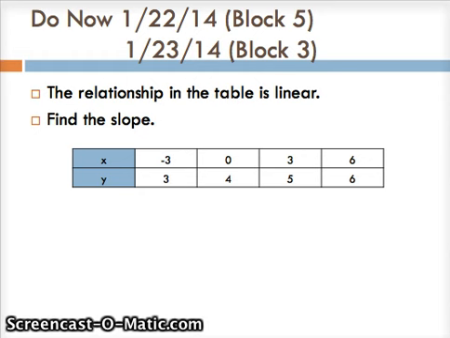Change in y over change in x. So the change in y was 1, the change in x was 3. Put that in that ratio, and we get the same 1/3 that Nikki got, the same 1/3 that Luke got when he used the formula, and the same 1/3 that Blake got when he calculated it that way.